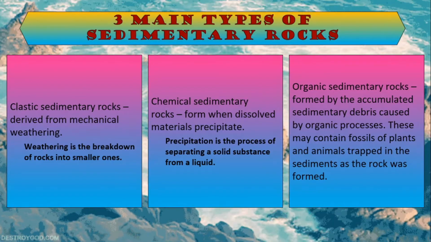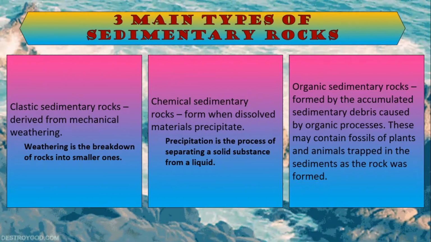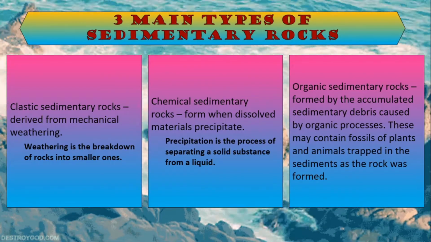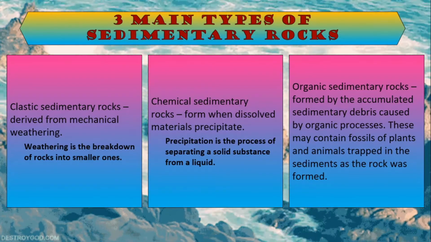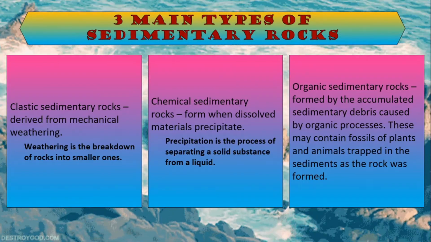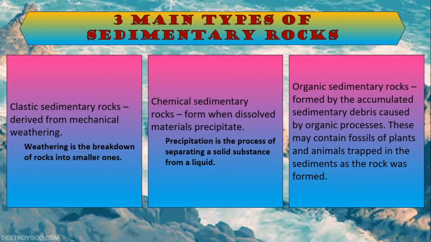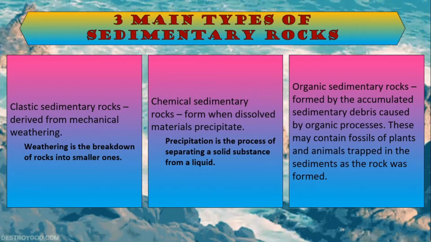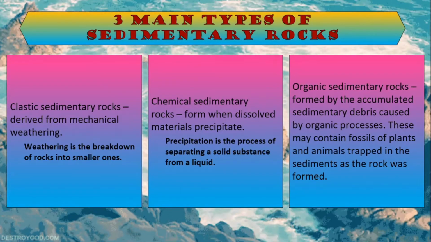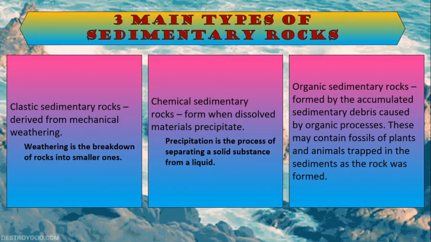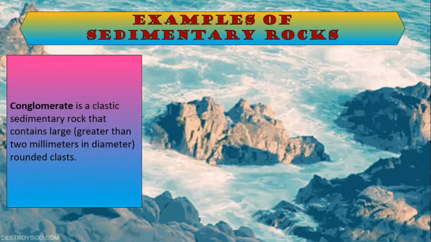Other organic sedimentary rocks developed from the remains of organisms in the lakes and seas. The remains of shellfish, corals, and microscopic drifting organisms called plankton sink to the bottom of such water bodies where they are compacted and cemented together. Rich in calcium carbonate, they form a type of limestone that typically contains fossil shell and coral fragments. Examples of sedimentary rocks. First, we have conglomerate.